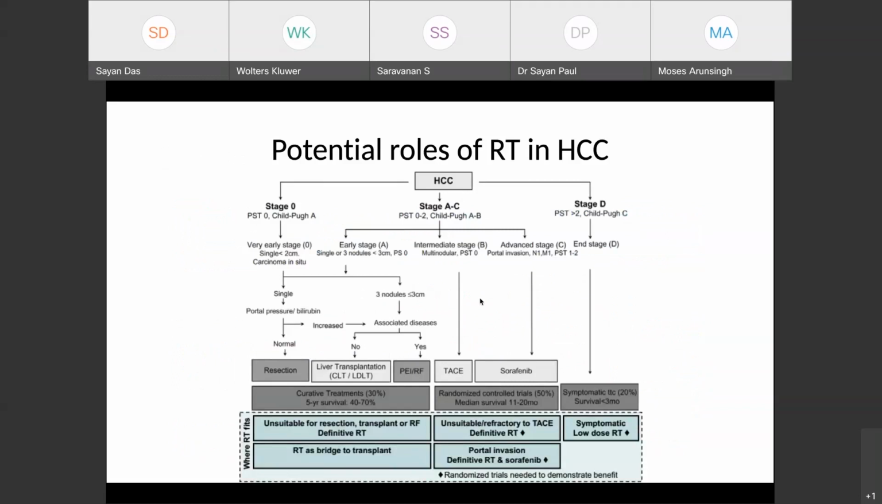So let's come back to the very diagram that I showed previously. What are the potential roles? In early stages, if it is unsuitable for surgery or transplant, there's a role of definitive radiotherapy, or a role of bridge or downstaging prior to transplant. In the intermediate or advanced stages, if it's unsuitable or refractory to TACE, there's a role of radiotherapy, especially if there's portal vein thrombosis. And in symptomatic cases, there is a role of palliative radiotherapy.